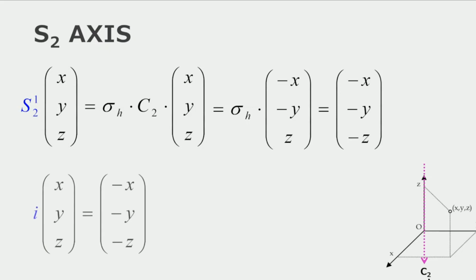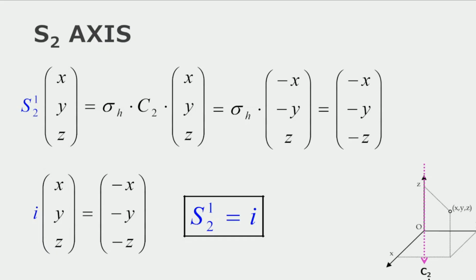Now if I separately do an inversion operation on the same point, inversion operation brings each component into its negative, right? So if I operate I on xyz, it becomes minus x, minus y, minus z. Now if we compare S2 to the power 1 with this inversion operation, both lead to the same result. So we can say that S2 operation is none other than inversion operation. So we usually write inversion operation rather than S2. S2 is not usually written separately, but it is usually written as inversion operation.